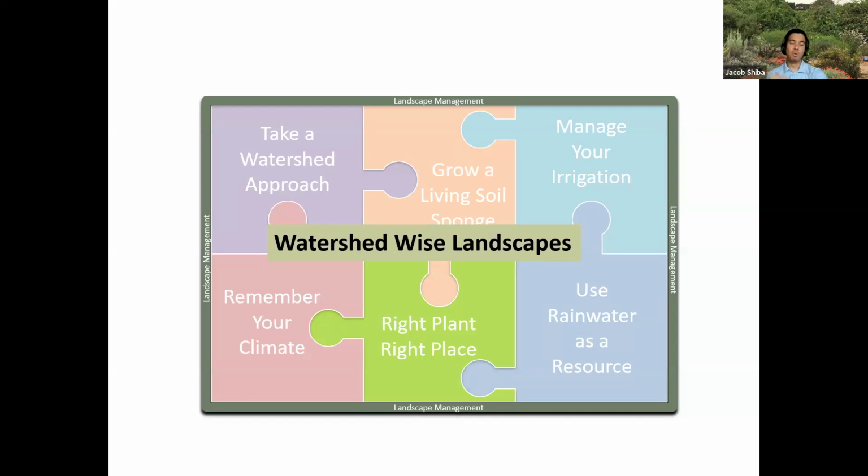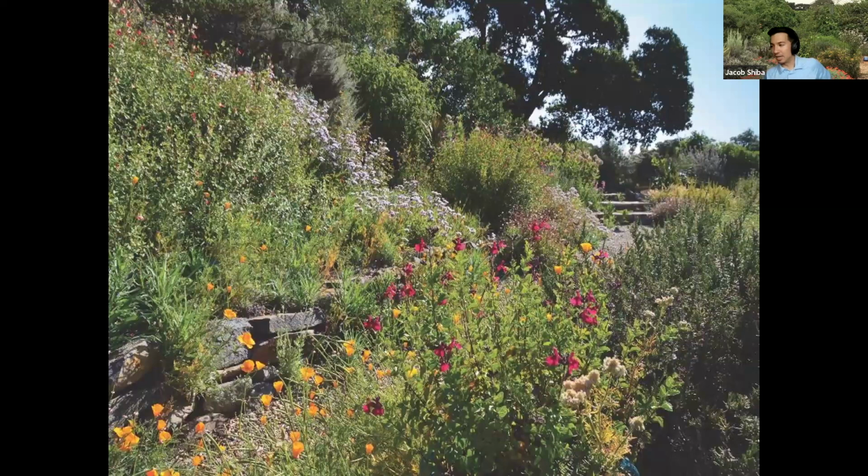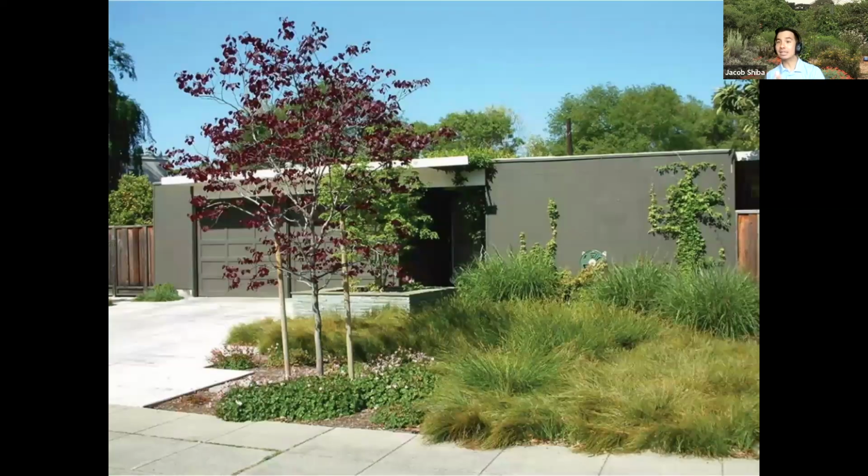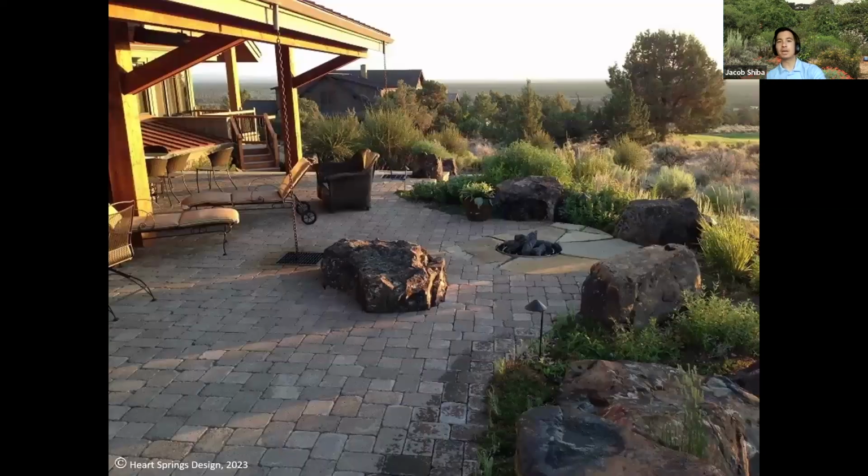So what your new landscape looks like could look like a million different ways, whether you want more of a natural wildland look, whether you want something that's maybe a little more modern, right? A little more Mediterranean look. All of these different landscapes have dramatically different looks. They're all in different areas throughout the United States, but they all function in the same way.